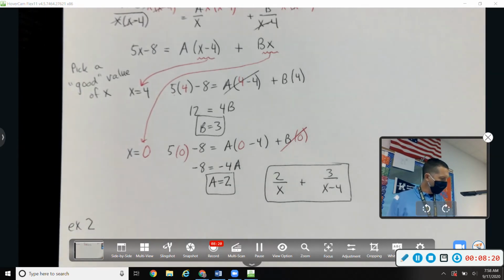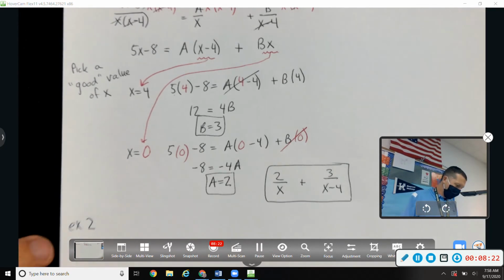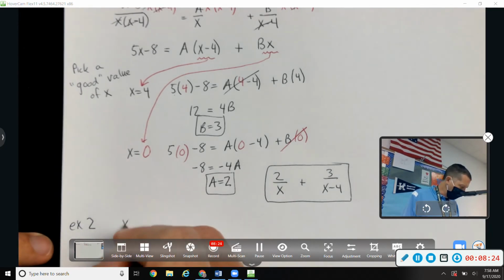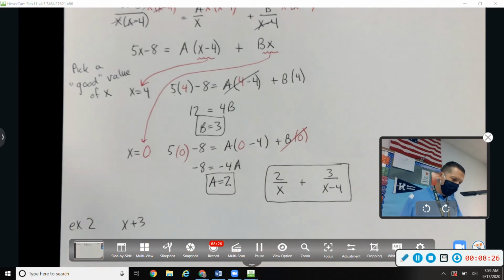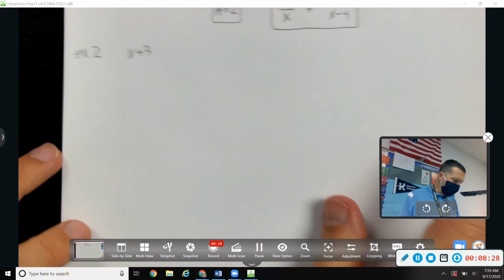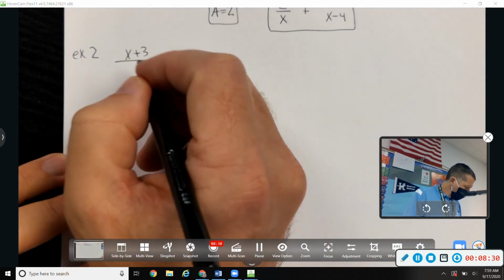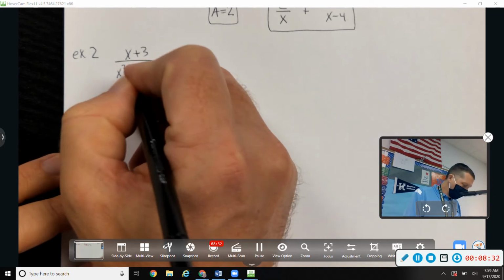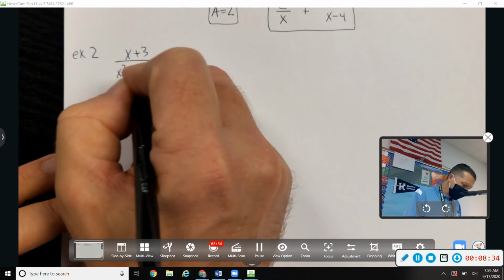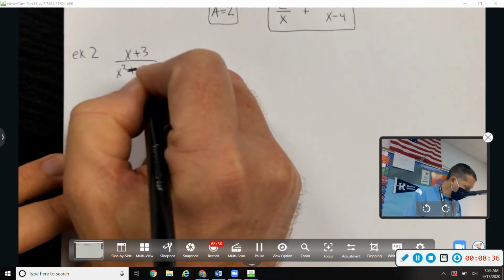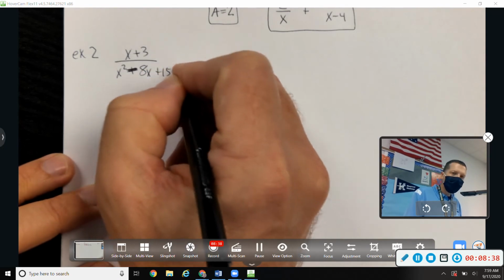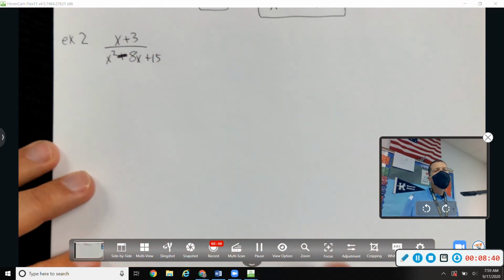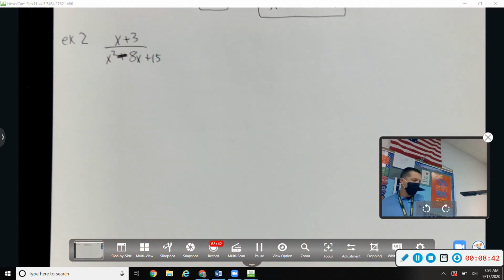We're going to do one more. I'm going to skip an example. Actually, I'm not going to skip it. I'm going to shorten it. So this is example 2, but we won't do all of it. x plus 3 over x squared minus 8x plus 15. It's really similar to the last one, so we won't do all of it.